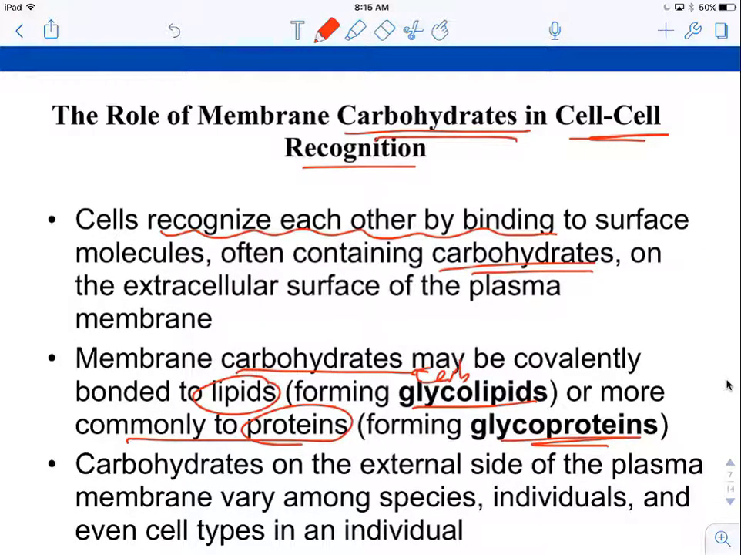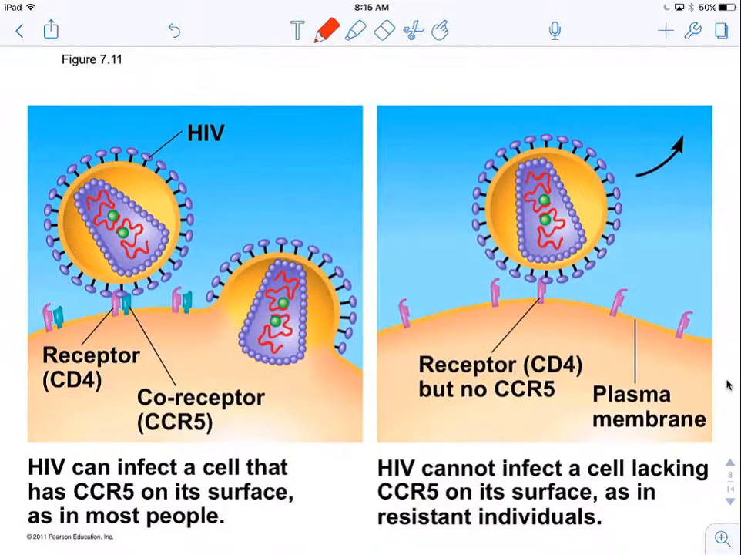Carbohydrates on the external side of the plasma membrane vary among species, individuals, and even cell types in an individual. Again, because they help recognize a specific type of cell and a specific type of organism. And here, and we'll talk about HIV much more when we talk about viruses, HIV infects your cells in an incredibly unique way in that it has a plasma.